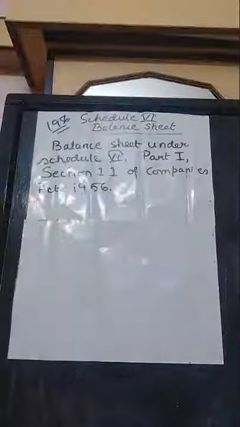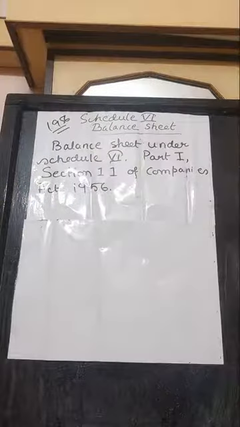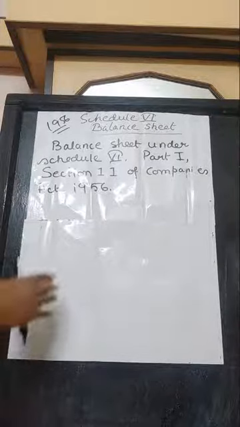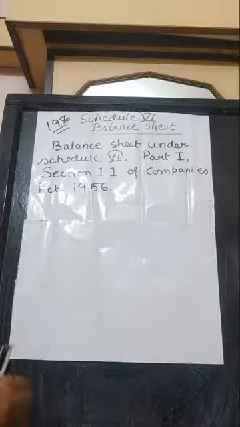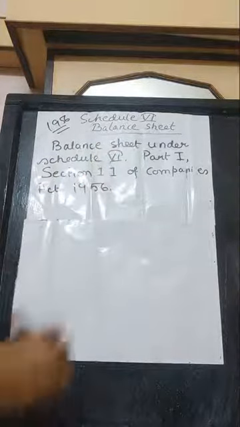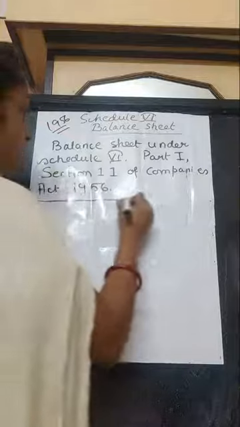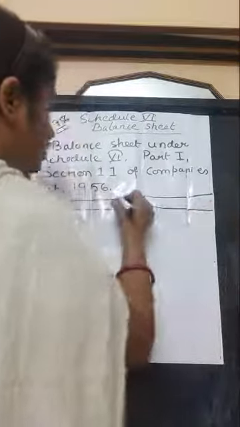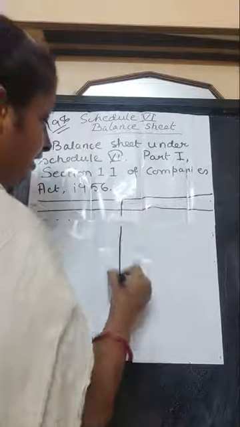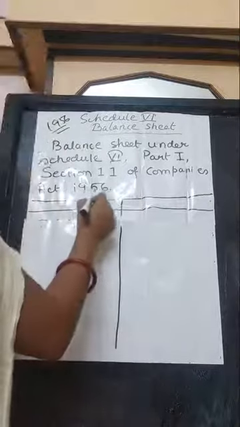Now this is the heading that you will give before the sum starts. Balance Sheet under Schedule 6, Part 1, Section 11 of Companies Act 1956, and before that you will write "in the books of" as a common practice, and after that you will prepare the balance sheet. The Schedule 6 balance sheet will be prepared just after writing this heading.